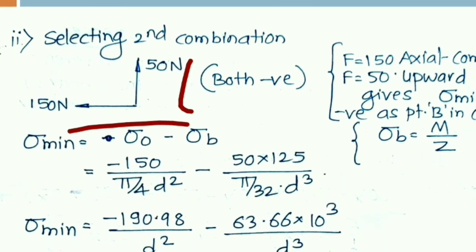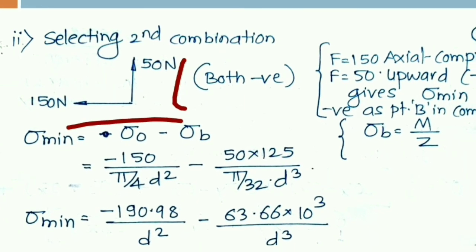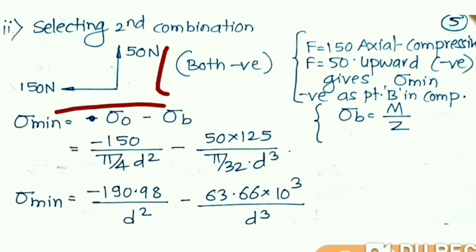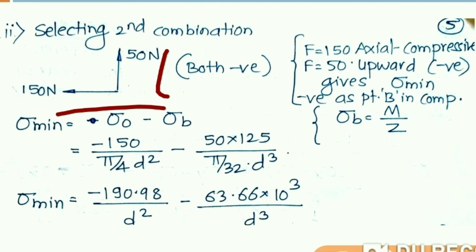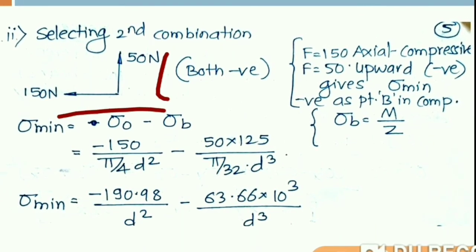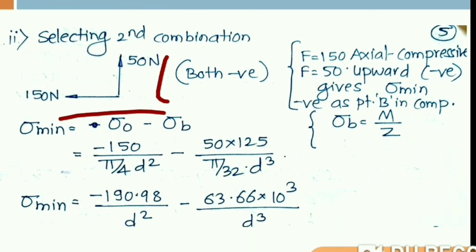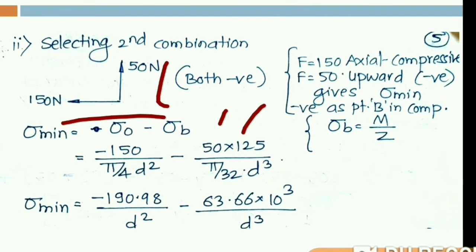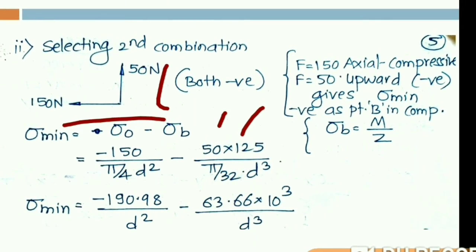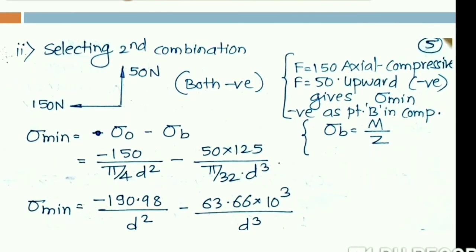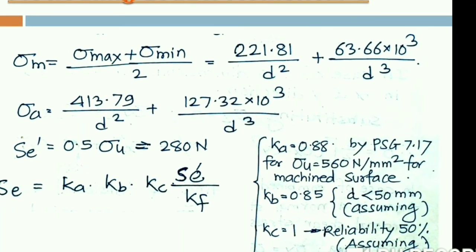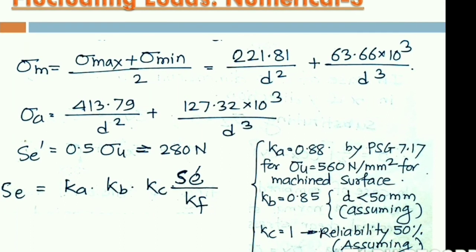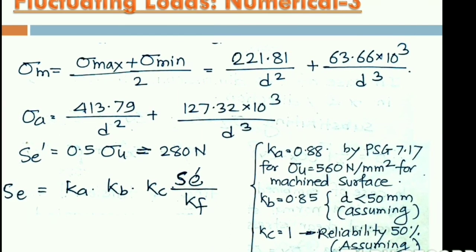So this second combination is going to give you sigma minimum, that is sigma o minus sigma b, where sigma o is direct stress, that is P upon area, pi by 4 d square, and sigma b is M by Z. M is 50 into the distance 125, divided by Z, which is pi by 32 d cube. So that gives you sigma min. So this is the way we can find out minimum stress. Once you have sigma max and sigma min, we can find sigma m and sigma a. Sigma m is sigma max plus sigma min by 2, and sigma a is sigma max minus sigma min by 2. So by putting in all the values, we can get sigma m and sigma a.